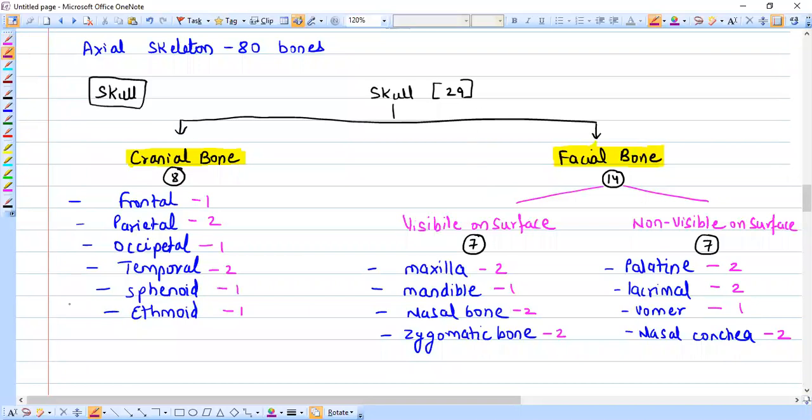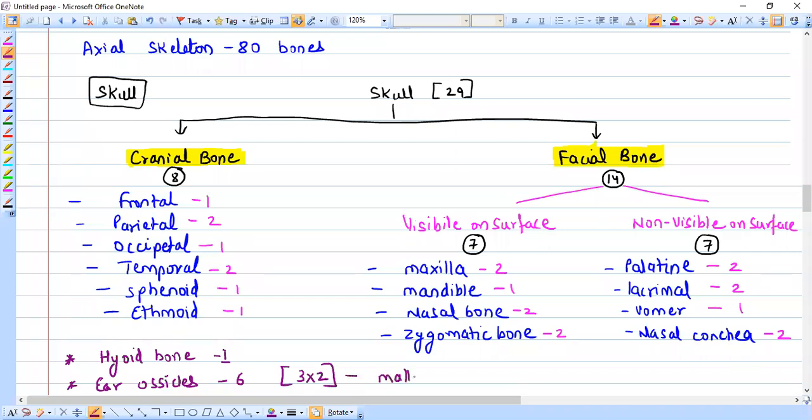So what is left out? We have something called the hyoid bone. Hyoid bone, that is 1 in number. And we have ear ossicles. When I use this word ear ossicles, it means the bones that are present in your ear. How many? Total 6. That is 3 into 2, because you have 2 ears. So each ear there will be 3. Which are the 3 bones?